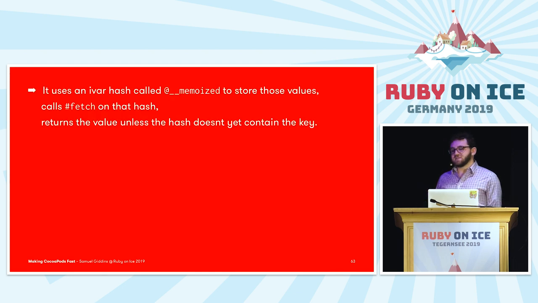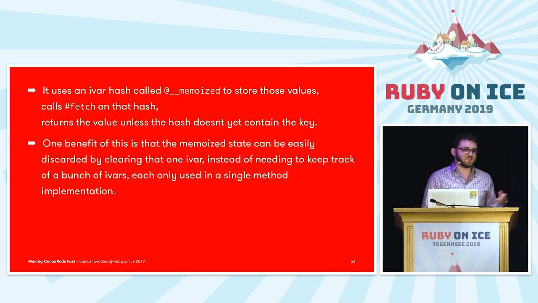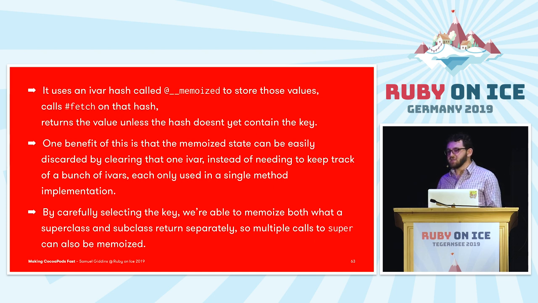So this helper define build settings method uses an IVAR hash called memoize to store these values. It fetches from that hash, and if we don't yet have the key, then we compute it. And this is also great if you're, let's say, testing, because you can discard all that state really easily by clearing one variable, instead of having to keep track of all of the variables that you're using if you're memoizing inline. And if we decide to be really sneaky, we can even handle that calling to super issue by using a key that has the class name that the method is defined on inside of it.